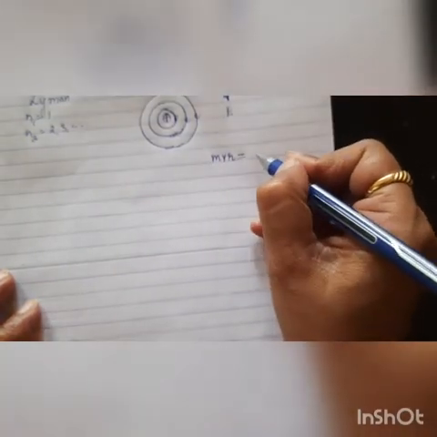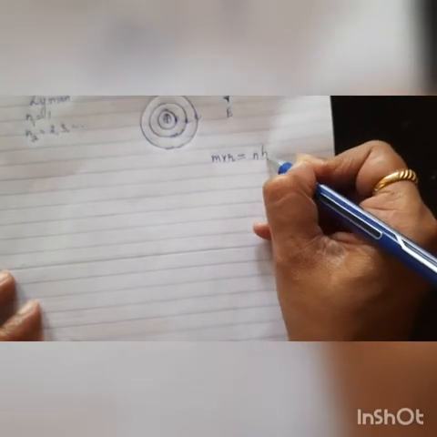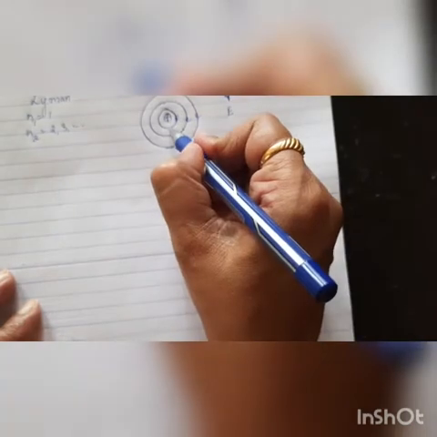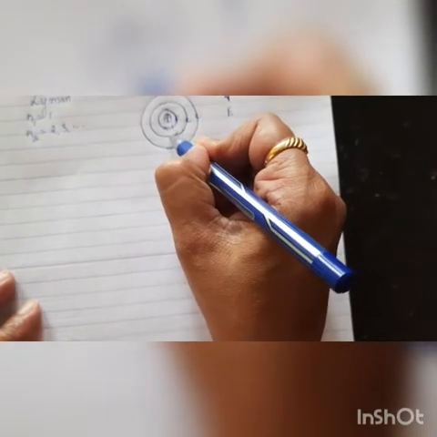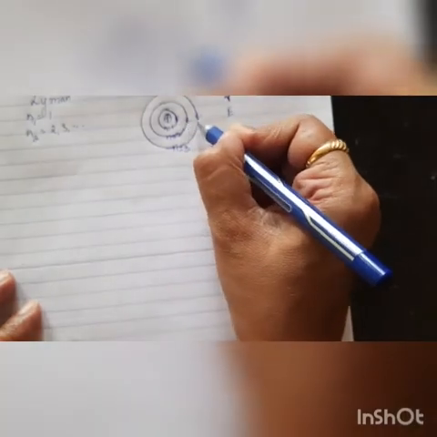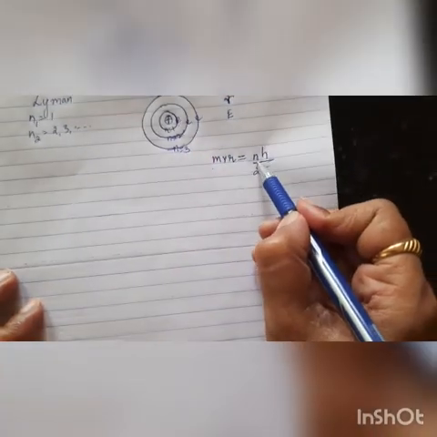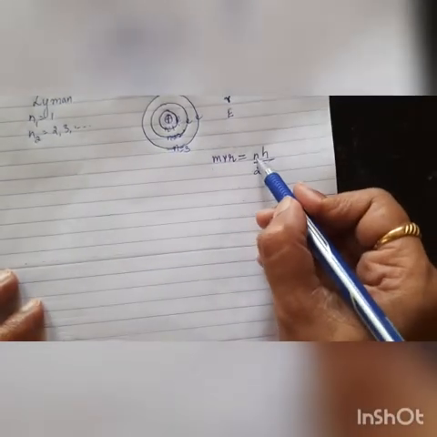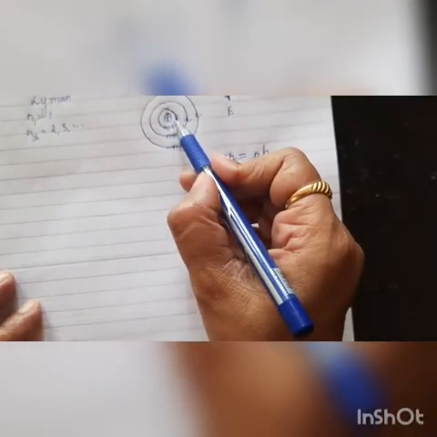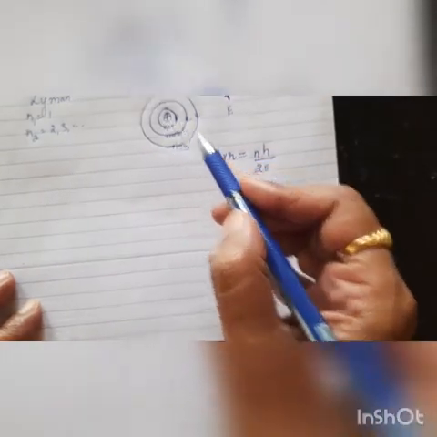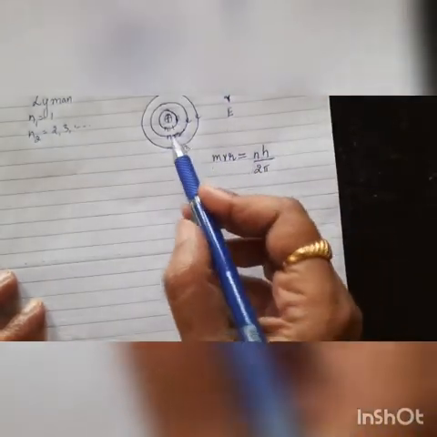This is equal to an integral multiple of h upon 2 pi. So what does n stand for? n is equal to 1, n is equal to 2, n is equal to 3, meaning in which stationary state the electron is going to move. If n is equal to 1, it means the first energy level. If n is equal to 2, it means the second energy level. In this way, n will stand for the integers.